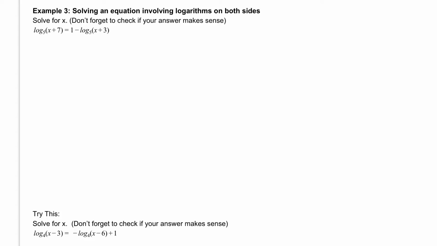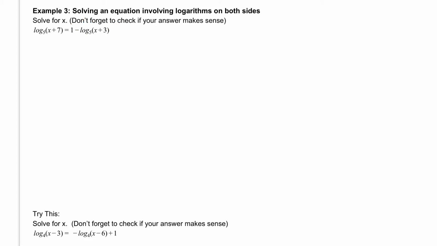Example 3 is very similar to example 2. We have the log base 5 of x plus 7 equal to 1 minus the log base 5 of x plus 3. And since this 1 doesn't have a log with it, we want to get these logs on the same side. So this time, though, we have to add this log over to the other side.